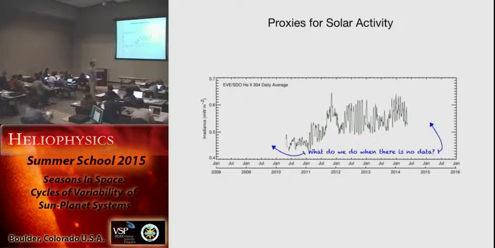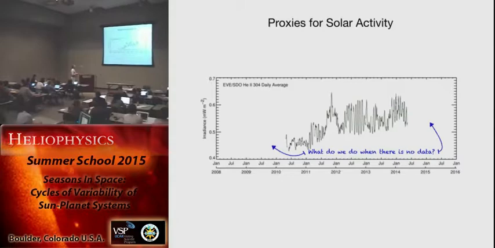Sometimes they break. So here's an example of a time series of the helium-II 304 measured with the EVE instrument on SDO. And here's the beginning of observations, and here's the end of the observations right here. And so what do we do when there's no data? If you want to know what 304 is doing before or after this time series, what do you do?